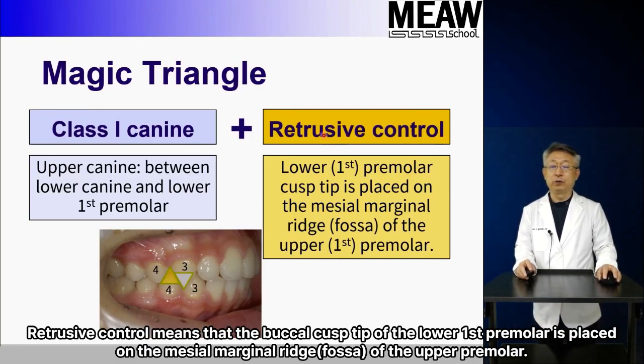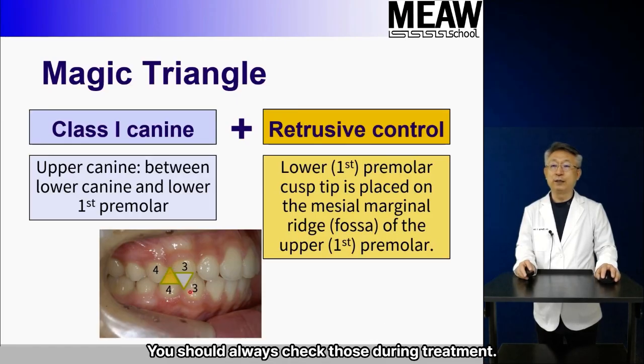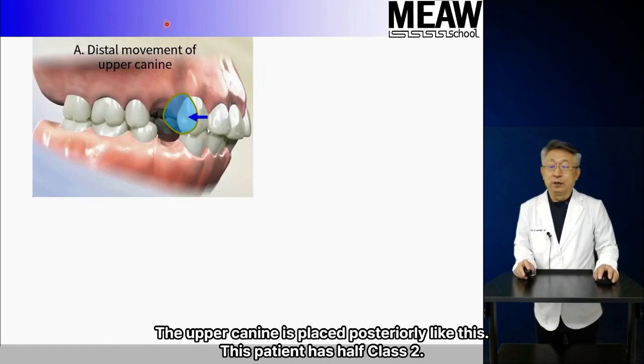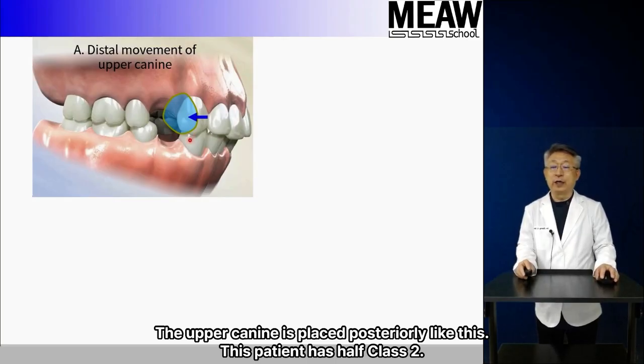Retrusive control means that the buccal cusp tip of the lower first premolar is placed on the mesial marginal ridge fossa of the upper premolar. You should always check those during treatment. The upper canine is placed posteriorly like this. This patient has half Class 2.